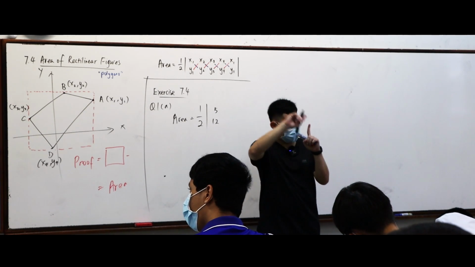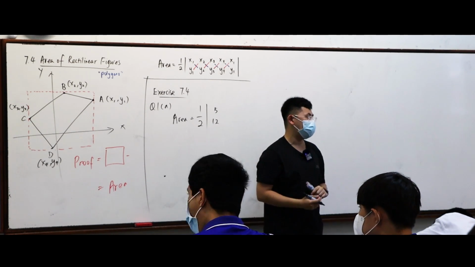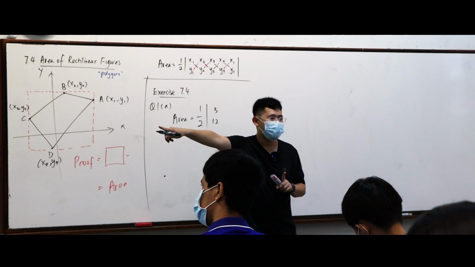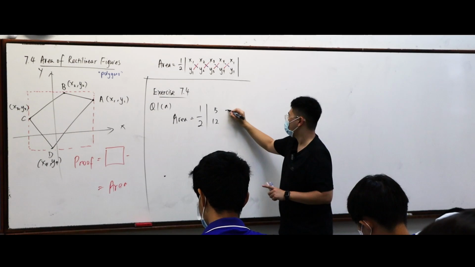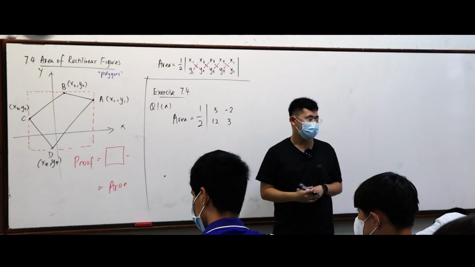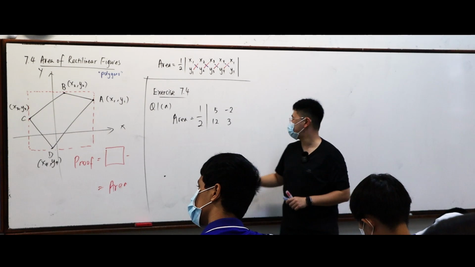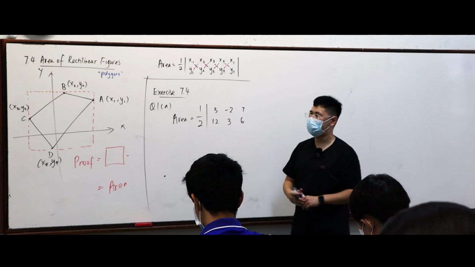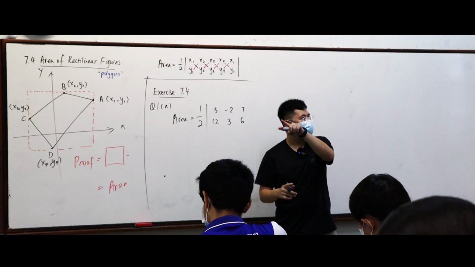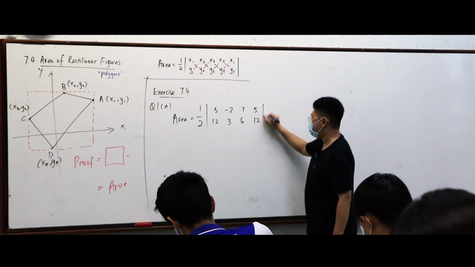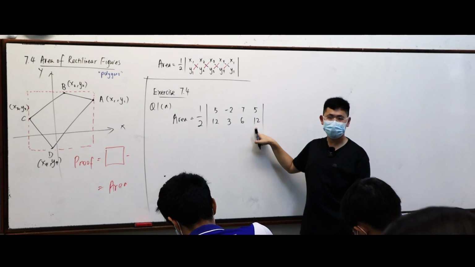And then we go anti-clockwise. The anti-clockwise direction is rather important. Anti-clockwise, the next point is B, -2 and 3. Then the next anti-clockwise point is C, 7 and 6. And look back to the original point, what is that? 5 and 12. So we must end at the original point over here.